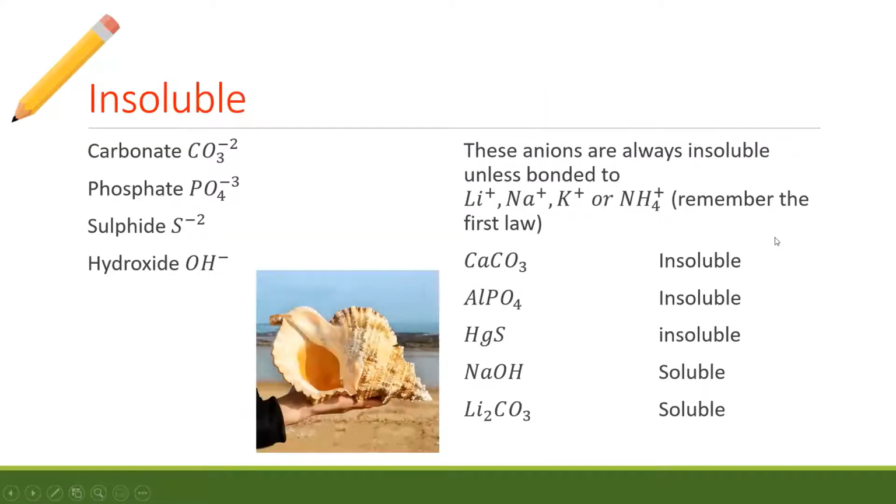And then the insoluble ones: carbonates, phosphates, sulfides, and hydroxides. None of these are soluble. But if you bond it to one of the ones that we've already talked about, then it will dissolve. So zinc phosphate doesn't dissolve. Titanium sulfide doesn't dissolve. Magnesium hydroxide doesn't dissolve. Thinking of another random metal, iron carbonate doesn't dissolve. Any of those, you cannot dissolve, they're insoluble.